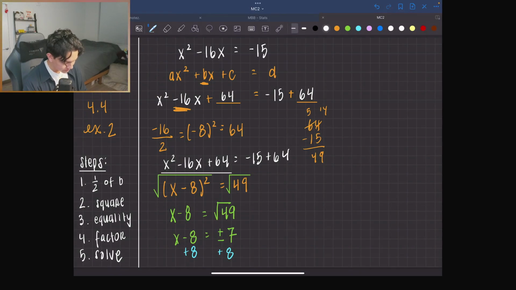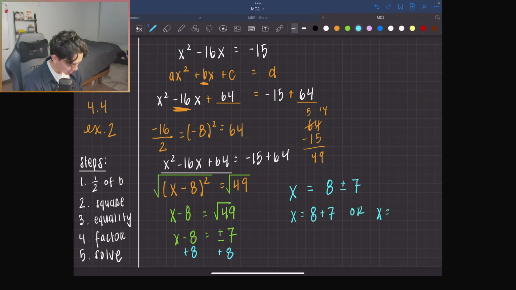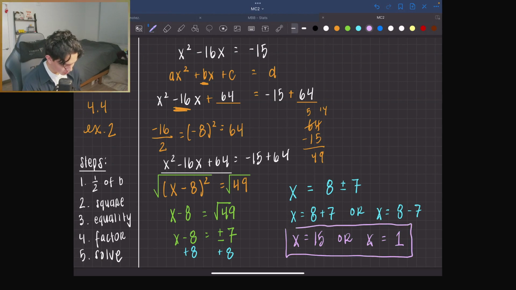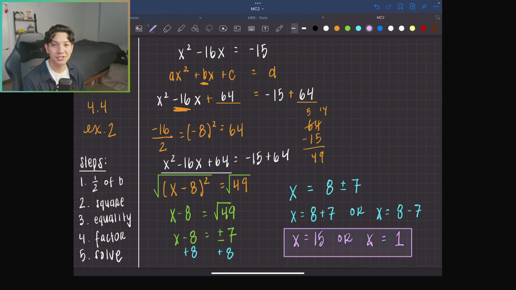So now we have x equals positive 8 plus or minus 7. Notice here we have two solutions. We can have x equals 8 plus 7, or x equals 8 minus 7. And then we just solve it. So x can either equal 15 or x can equal a positive 1. And that is how we can solve a quadratic equation by completing the square.